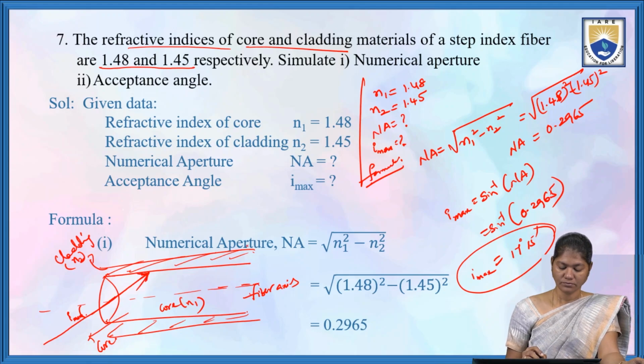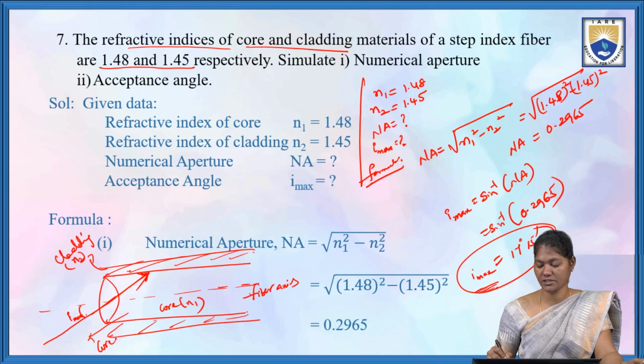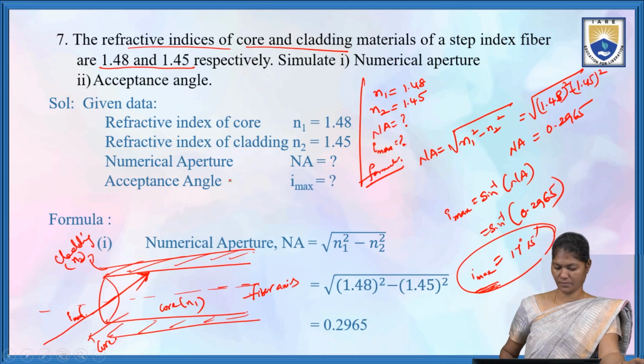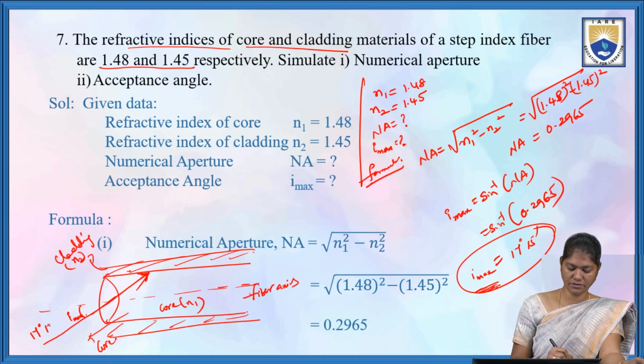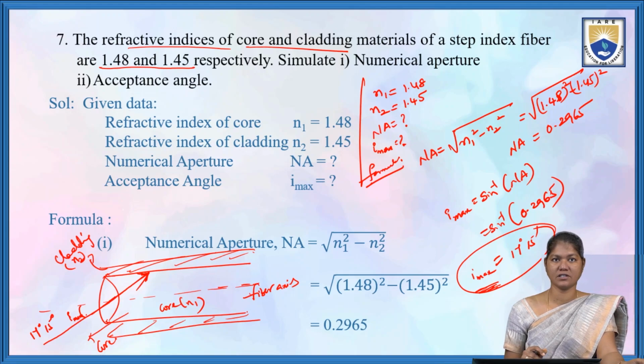So that i maximum, the acceptance angle, is equal to 17 degrees 15 minutes. With this angle, the light ray enters into the core, gets multiple reflections and gives the output.